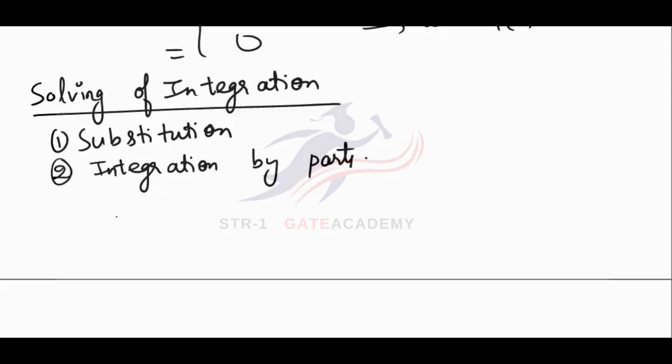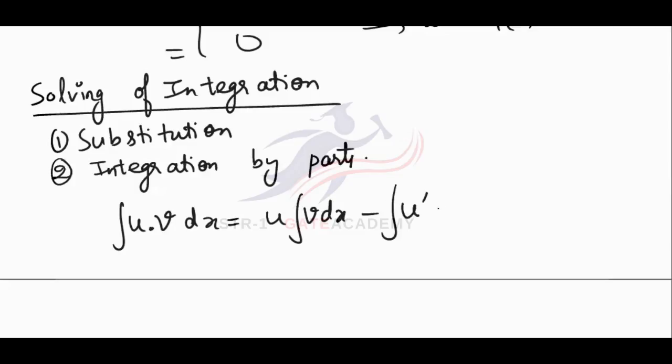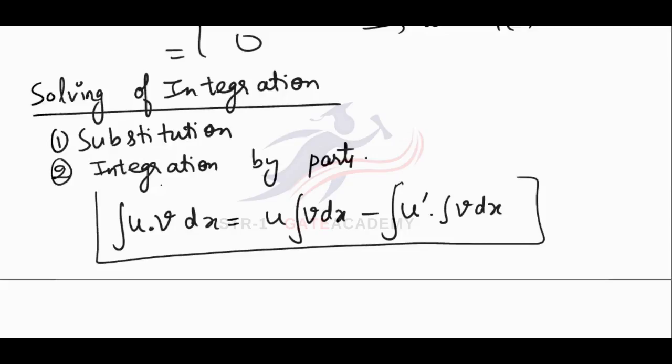For example, if you have integration of u into v dx, it is nothing but u into integration of v dx minus integration of derivative of the first into integration of the second, right? So this is integration by parts.